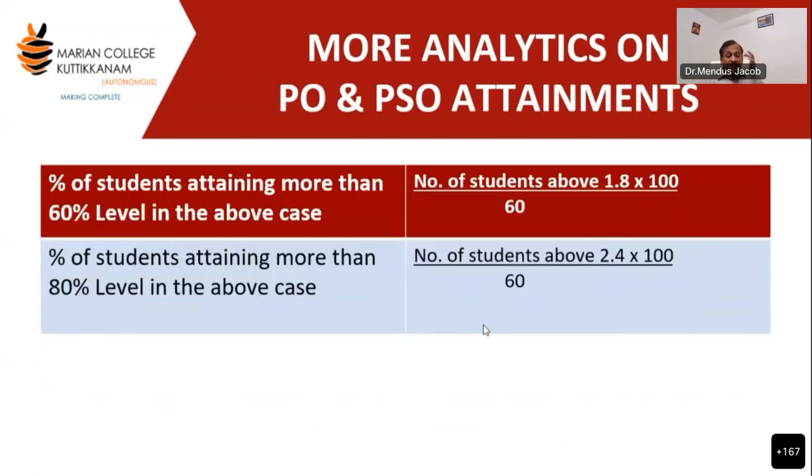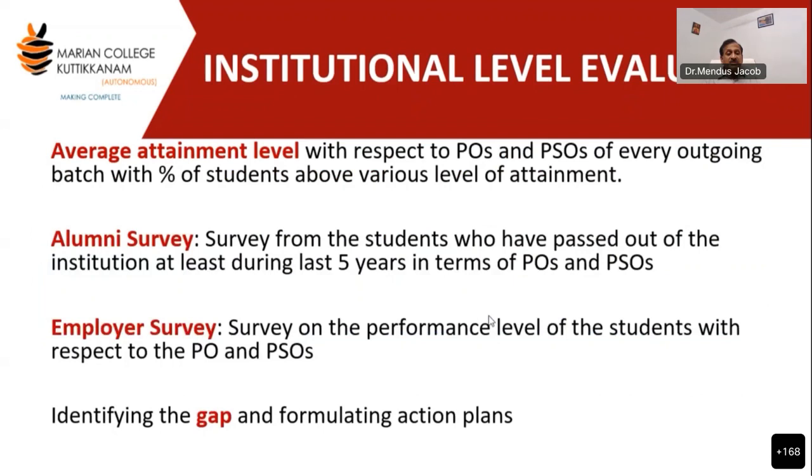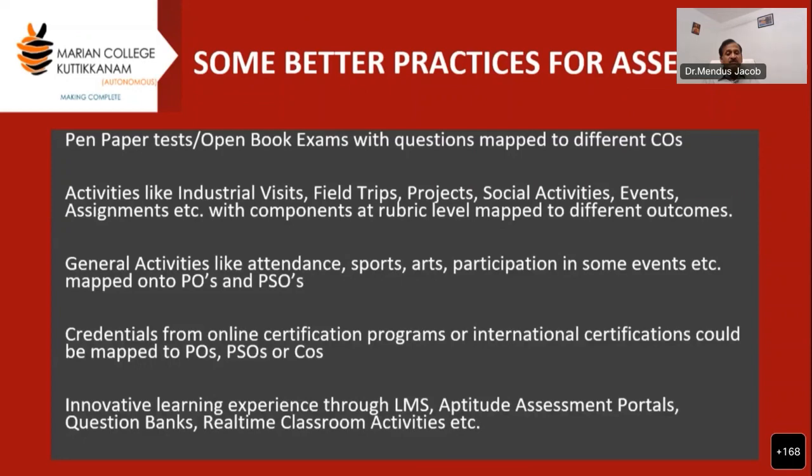Okay, so we can calculate the percentage of students attaining more than 60% level in the above case. Same way, then average attainment level we can calculate. We can conduct alumni survey. We can have employer survey and identify the gap and formulate action plans. So once we get the values, we can identify the gap, and we can continuously improve the OBE implementation.